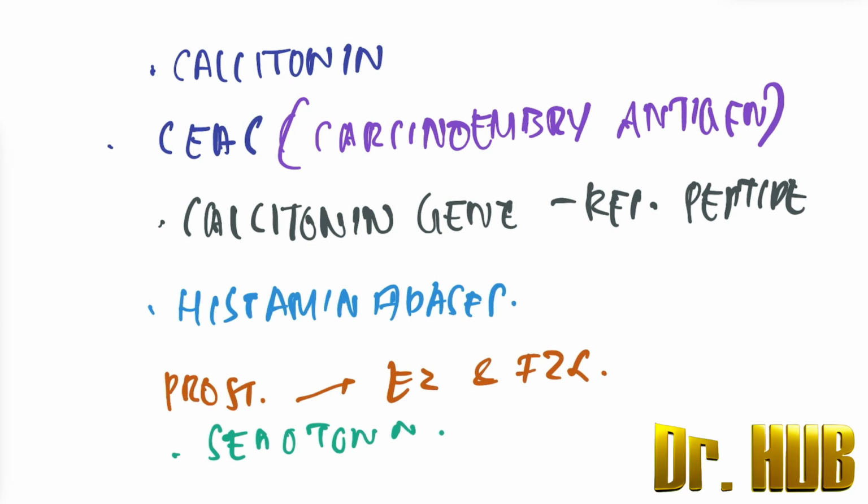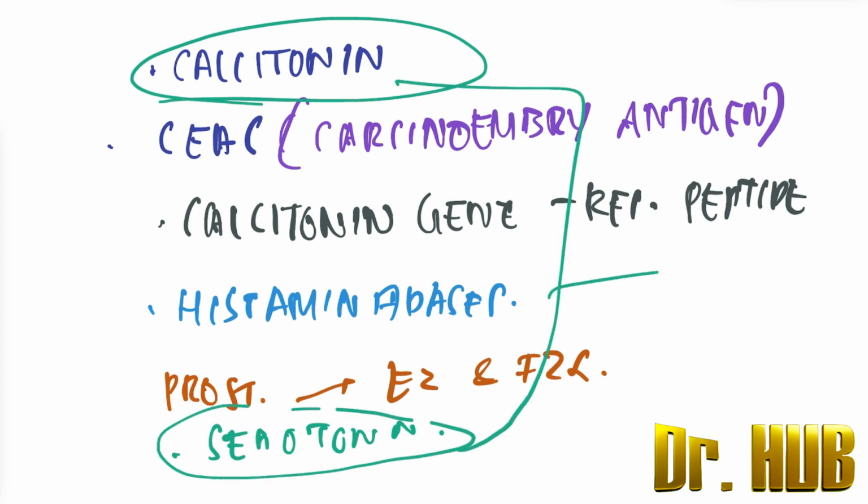So what is important here is the calcitonin and the serotonin. Both of them are responsible for the diarrhea, and this occurs in the MTC.